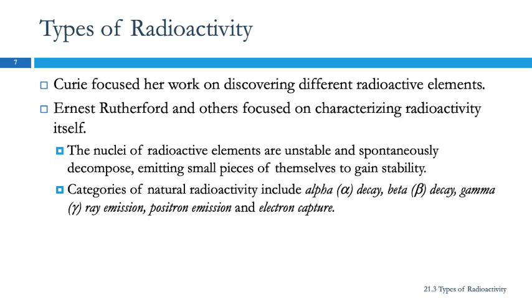There are different categories of radiation. There's alpha decay, beta decay, gamma ray emission, positron emission, and electron capture. And we'll talk about each of those. See, they started using the Greek alphabet, alpha, beta, gamma, and then I don't know what happened.